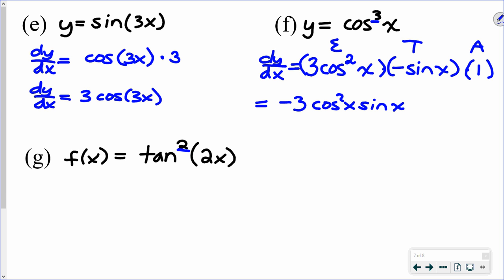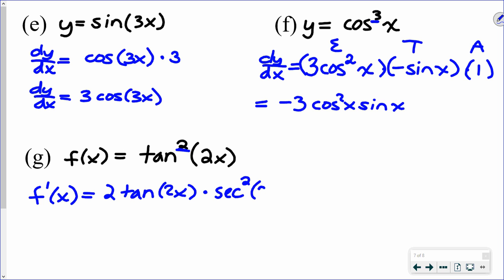Okay, now let's look at G. Okay, so G, again, think ETA, we're going to start with the exponent. So we're going to bring the 2 down in front, subtract 1, so that'll become to the first power. But notice how I'm keeping everything else the same. Okay, but then times, now we're going to find the derivative of the trig function. Derivative of tangent is secant squared of 2x. Keep the angle the same. But then we'll multiply by the derivative of the angle. Derivative of 2x is 2.